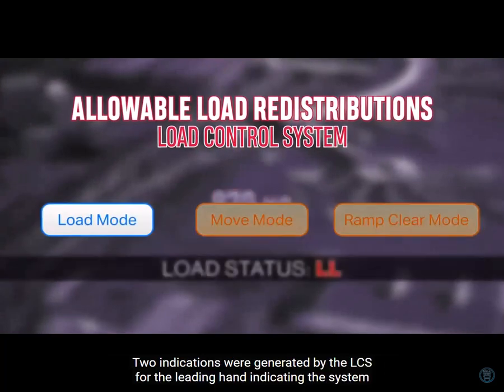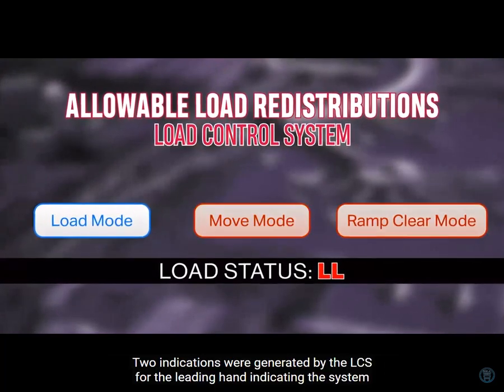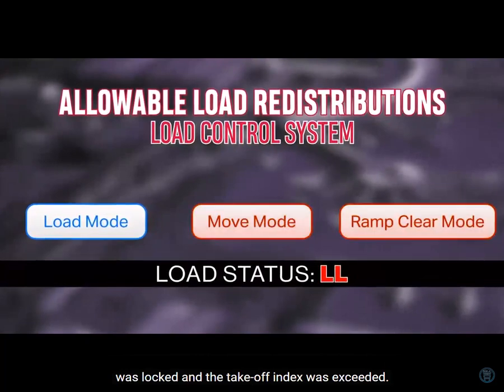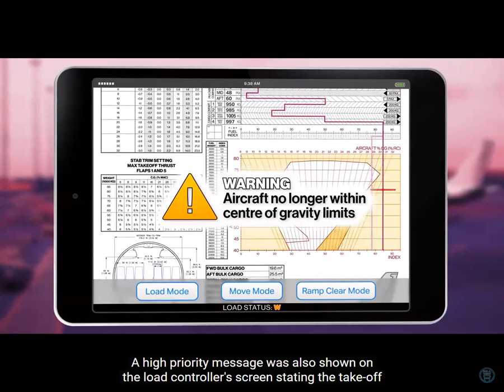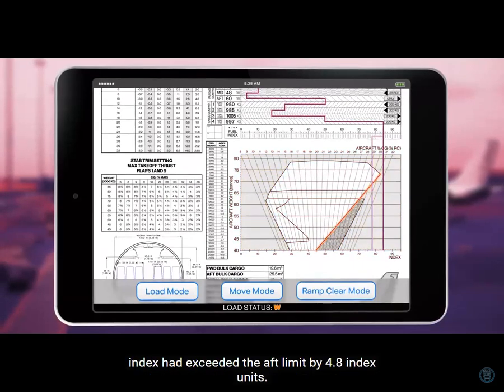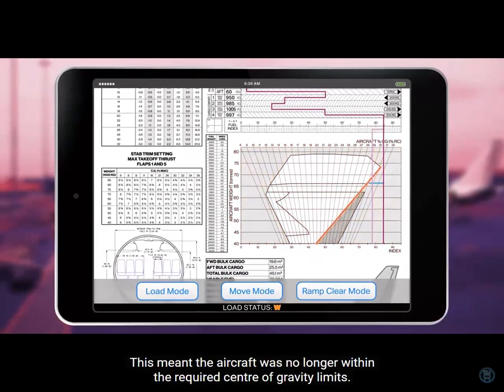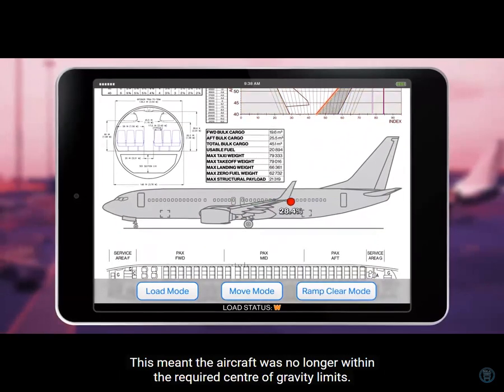Two indications were generated by the LCS for the leading hand, indicating the system was locked and the takeoff index was exceeded. A high priority message was also shown on the load controller's screen, stating the takeoff index had exceeded the aft limit by 4.8 units. This meant the aircraft was no longer within the required center of gravity limits.